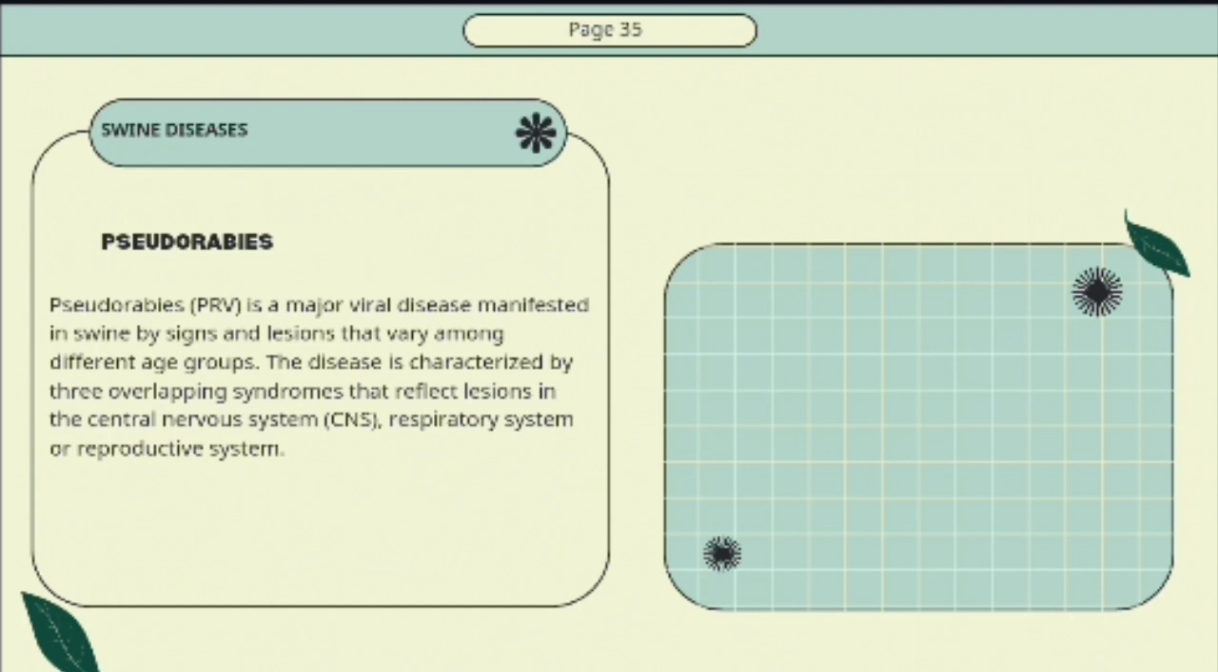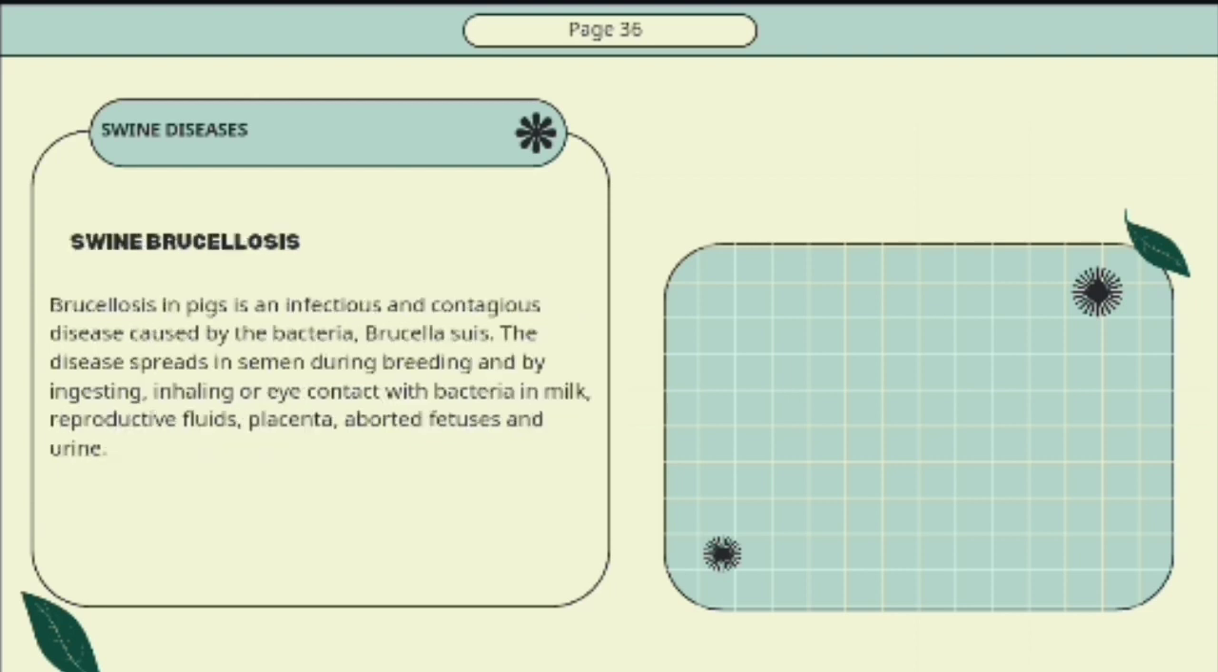Pseudorabies. It is a major viral disease manifested in swine by signs and lesions that vary among different age groups. This disease is characterized by 3 overlapping syndromes that reflect lesions in the central nervous system, respiratory system, or reproductive system. This type of swine disease is called swine brucellosis.